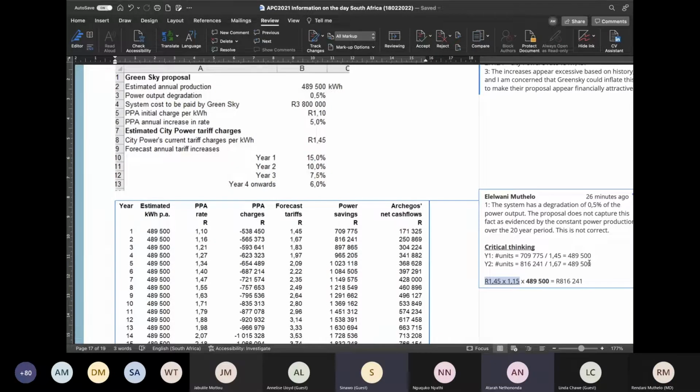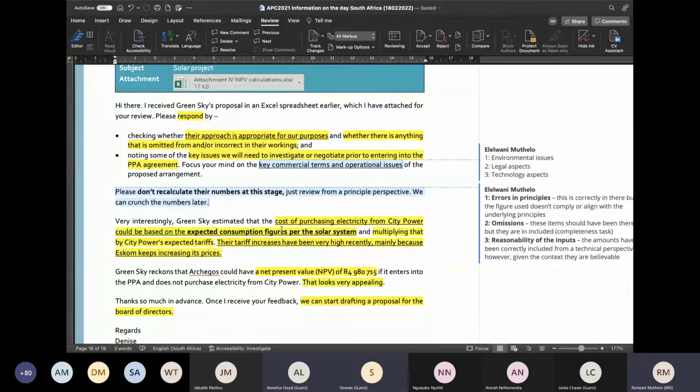Wow, that is HC. Well, sorry, can I ask something? Okay, because they said the cost of purchasing electricity could be based on the expected consumption figures. So now, are we saying we're gonna consume 100% of the output in each and every year? You could put it like that. Okay, it makes sense. Yes. Okay, yes, go for it with the question.